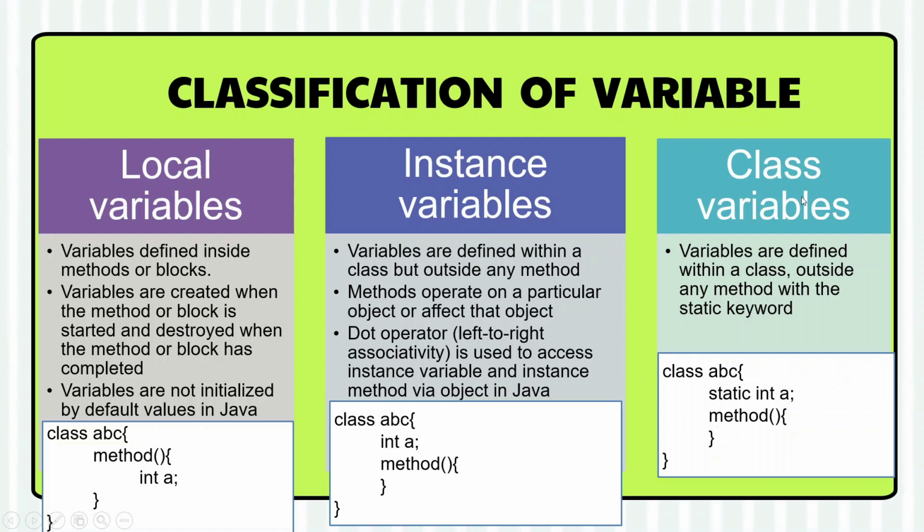Now class variable. Class variables are the same as instance variables, with only one difference. Here we have to write this variable with the static keyword. Now I am reading the definition. Variables are defined within a class, outside any method, with a static keyword. So that makes it a class variable. Fine.